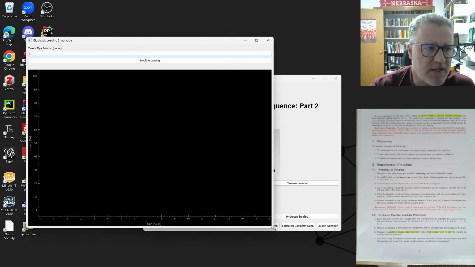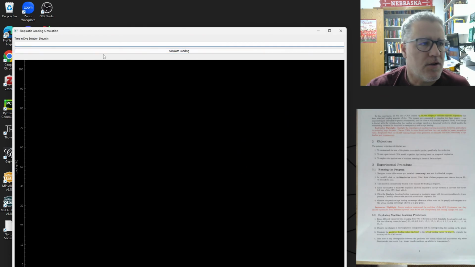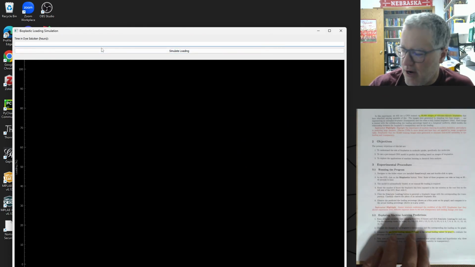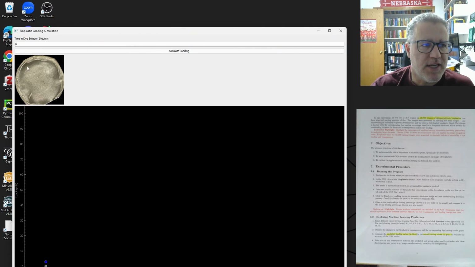I'm going to see if I can make that a little bigger. And I don't want to go so that I cover this. It's about right. Okay, so what we're going to do now is put in the time in hours that the bioplastic has been placed in the solution of dye. So we're going to start with 0, and we'll simulate that load. And we get a picture here now. This shows what a typical bioplastic looks like when it's completely unloaded.